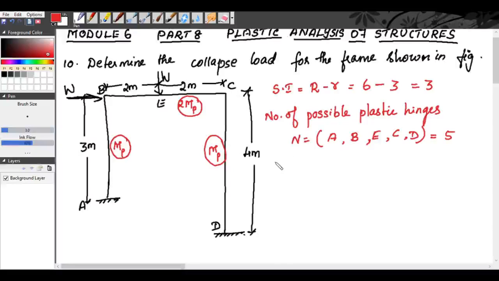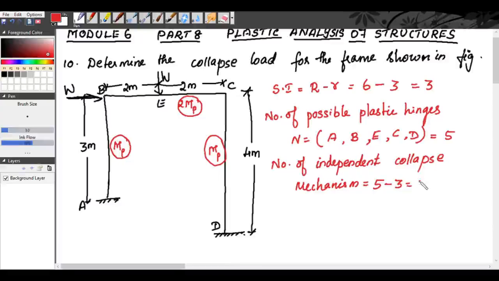Now the number of independent collapse mechanisms will be equal to the number of possible plastic hinges minus statical indeterminacy. So 5 minus 3 is equal to 2. So we have two independent mechanisms, and we will have combined mechanisms also. The two independent mechanisms are one, beam mechanism, and the other, sway mechanism.